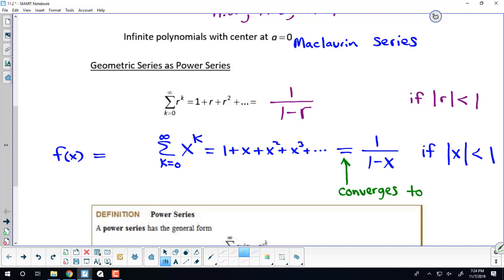And I think that's really easy to see. It's just a replacement of r, which was some fixed value, with some variable x. But everything else symbolically is exactly the same.